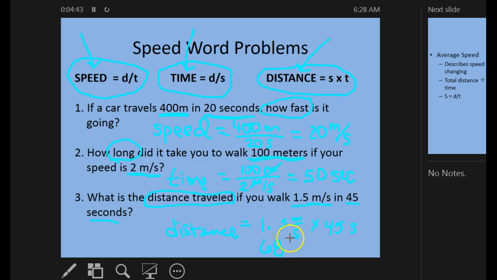Notice here, seconds are under the fraction, and there's seconds right there, so they can cancel. 68 meters. What is the distance traveled? It is 68 meters. Okay, so that answer makes sense. Right, so there's an example of solving for each one. So you can use that as you're doing your work later today. Come back to those. Make sure you have your 3 equations.